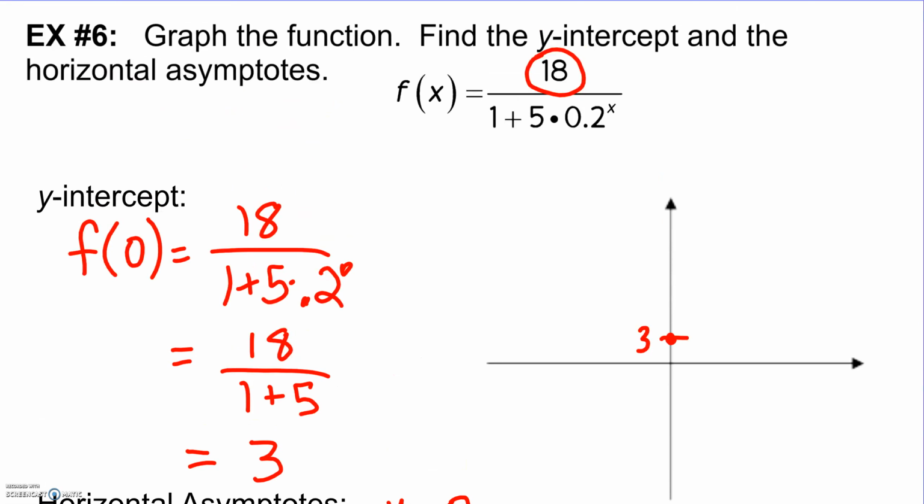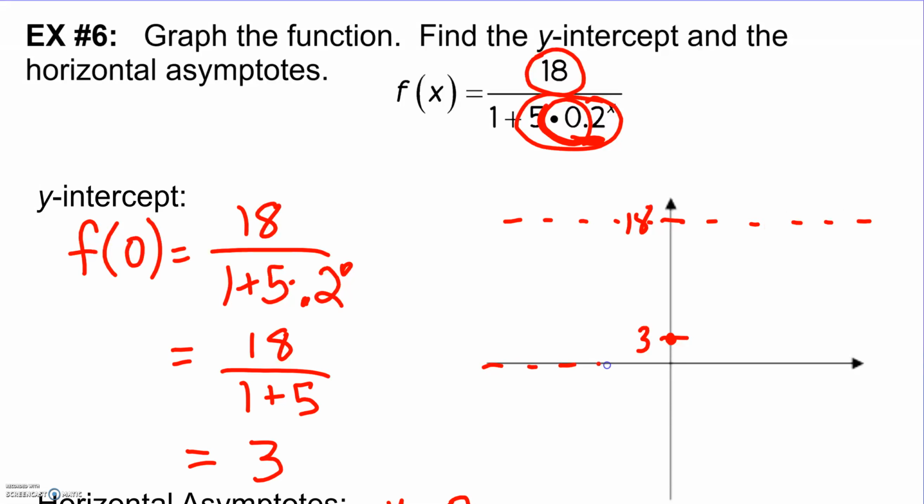And the reason why is, you can think about it, as x gets very large, 0.2 to the x would be very small. So this number would be very close to 0, which means 5 times 0 would be very close to 0, which means you would just have 18 divided by 1, which is 18. So in other words, the bigger x gets, the closer this gets to 0, the closer the whole fraction gets to 18. So let's just draw in a horizontal asymptote up here at 18.